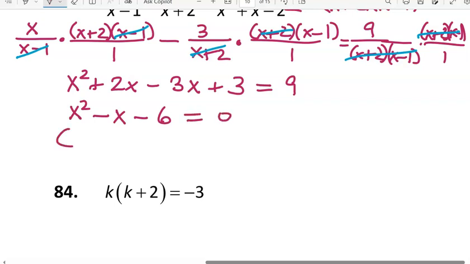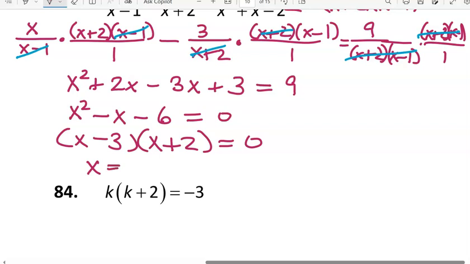minus 6. This is an a equal to 1 factoring, so we're just looking for factors of negative 6 that add to negative 1, and those are negative 3 and positive 2. So x minus 3 times x plus 2 is equal to 0, which if we set each factor equal to 0 is going to give us x equals 3 or x equals negative 2.